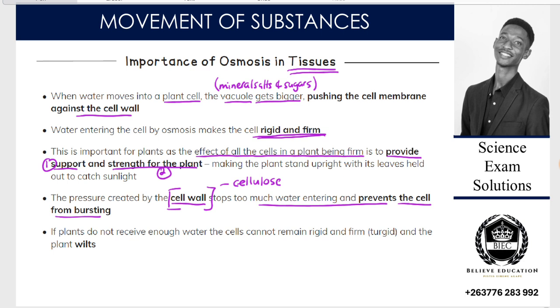So if the plants do not receive enough water, the cells cannot remain rigid and firm, or even what we term to be turgid. And the plant then wilts. When there is excessive loss of water, the plant cells dry up and it wilts. That is when you see a plant that is tired and drooping, continuing to wilt without absorbing water properly, that is when we see things burnt. Are we together?